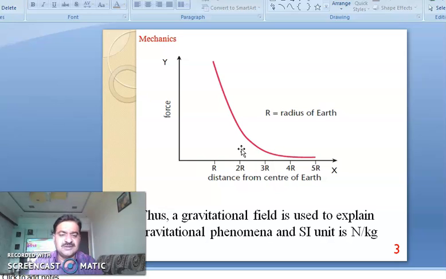From this it is clear that this gravitational force increases if the massive body is coming towards the Earth, and if the massive body is going away from the Earth, gravitational force decreases. This point we remember. Thus, a gravitational field is used to explain the gravitational phenomena, and it is measured. Its SI unit is Newton per kilogram.